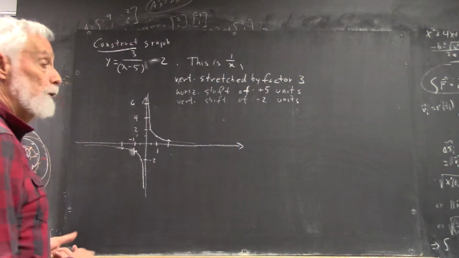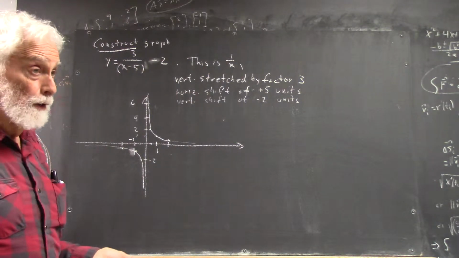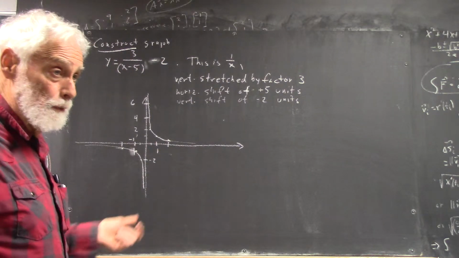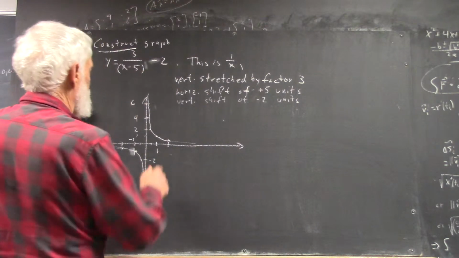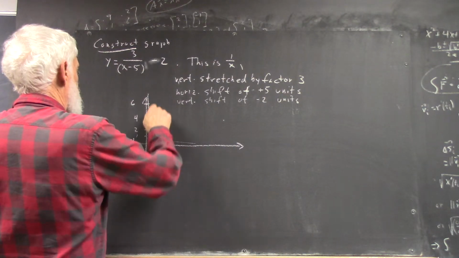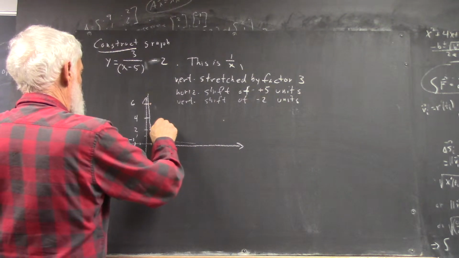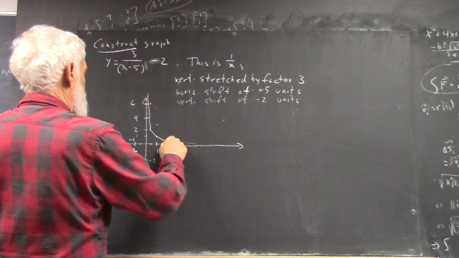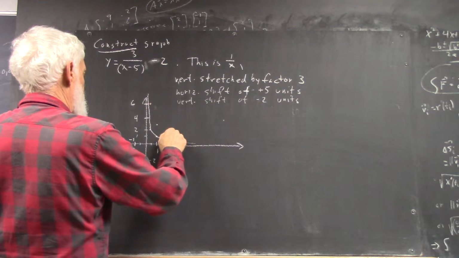Now I've got to vertically stretch it. I'm going to do this fast, because you should already know this. If you don't, look it up. Vertically stretched by factor 3 means every point moves 3 times as far from the x-axis. So this point's going to move all the way up here. This point's going to move up to here. And this point is going to move up to about here.